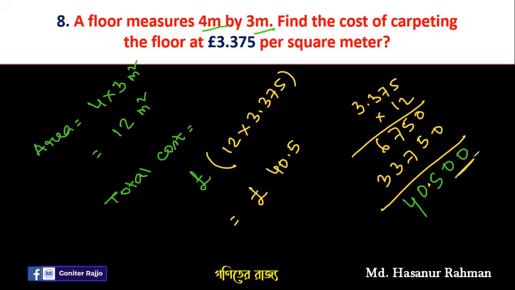Because after 5, this 0 has no value. So we don't need to give it. But if you want, you can give. You can give 2 0s or you can give 1 0. Okay, both are correct. No problem.